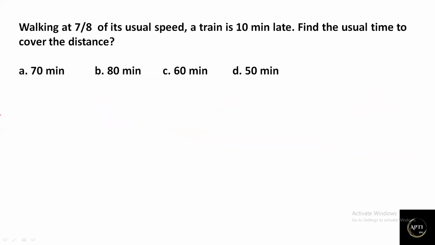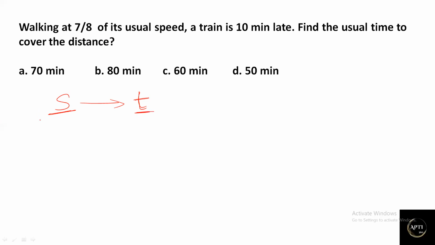Walking at 7 by 8 of its usual speed, a train is 10 minutes late. Find the usual time to cover the distance. This is one of the important models in time, speed and distance, the basic question. Now when you are walking at 7 by 8 times of its usual speed, let's consider this is your usual speed, s. If you walk with the usual speed, you will reach on time t.